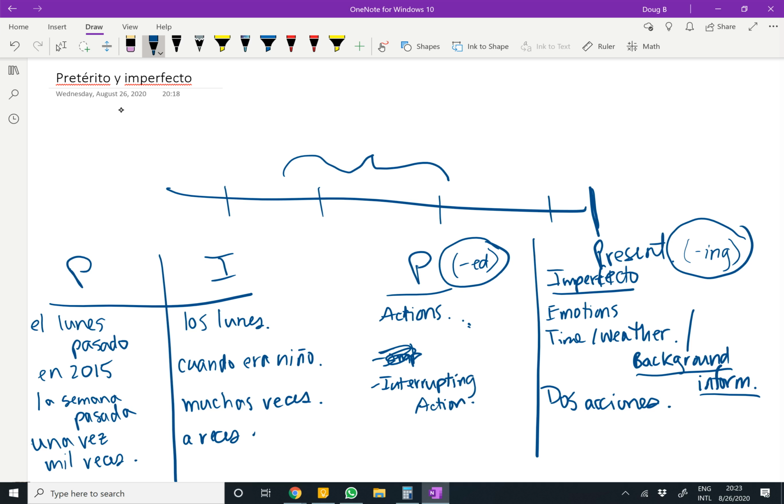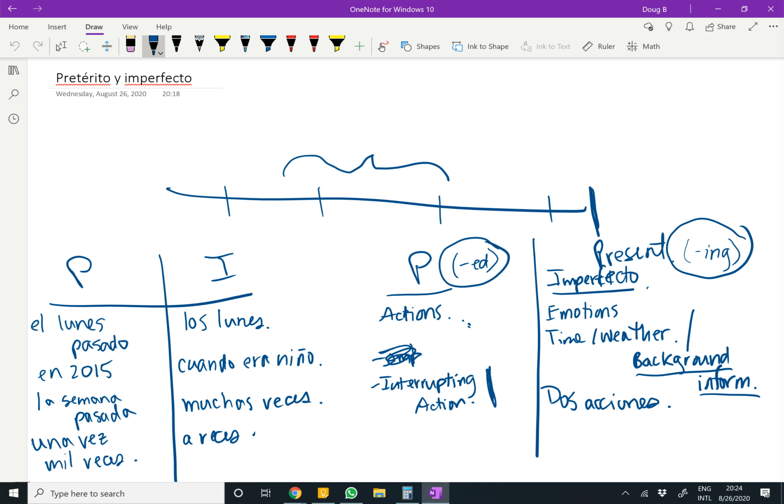Let me give you an example. I was recording a video for my class when my neighbors upstairs jumped on the floor, which they were doing, if you heard that. So them jumping on the floor interrupts the ongoing action of me recording the video. So the ongoing action is going to be imperfect, right? The ED would be them when they jumped on the floor, right? So that will be the preterite.